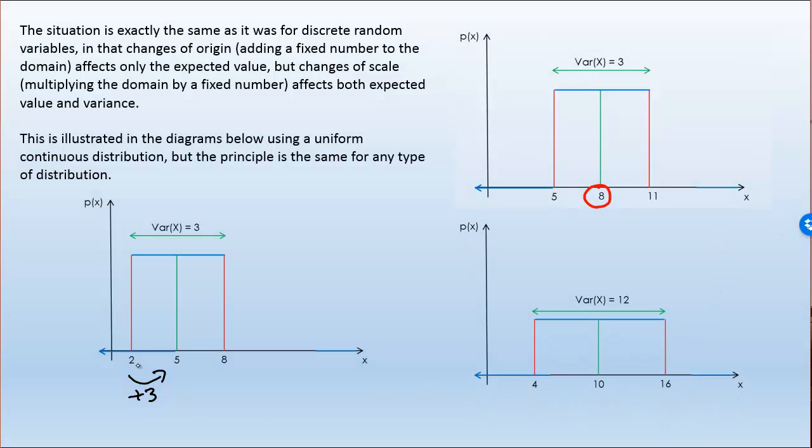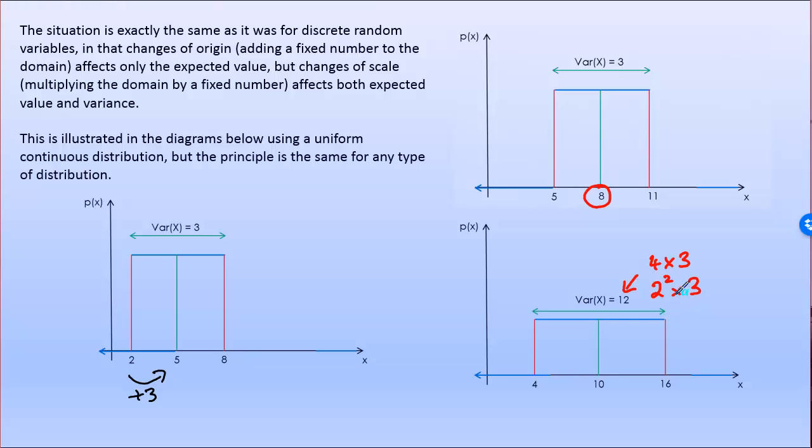On the other hand, if we just multiply all of the x values by 2, that affects the expectation. We can see it's doubled from 5 to 10. But it also affects the variance. The data is now more spread out. The 12 comes from 4 times 3. We know that we multiplied all of the x values by 2. The 4 is 2 squared. So that's 2 squared times 3.